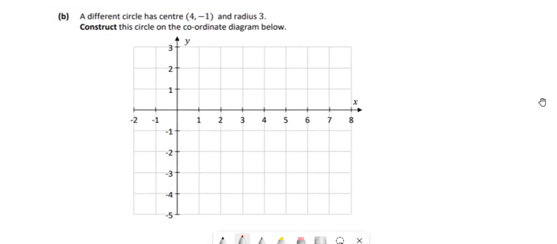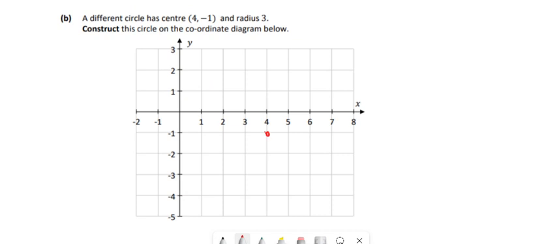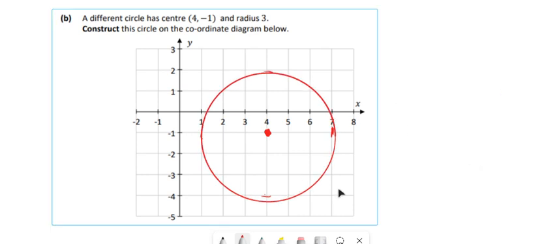Here you just have to construct, so the center is 4, minus 1, so it's a nice question. And the radius is 3, so you'll just have to use a compass and mark out your circle. Put the pin of the compass there on the red dot and then put the point of it out 3 places away, so out here. And it should look something like this then. So that's your circle.